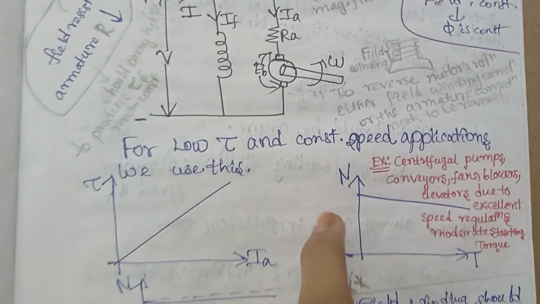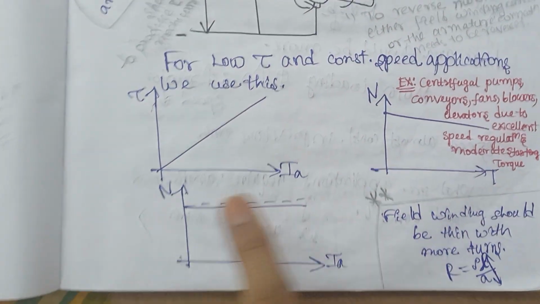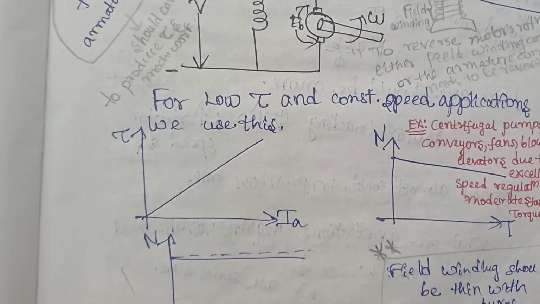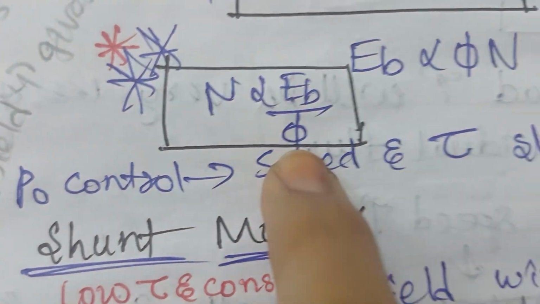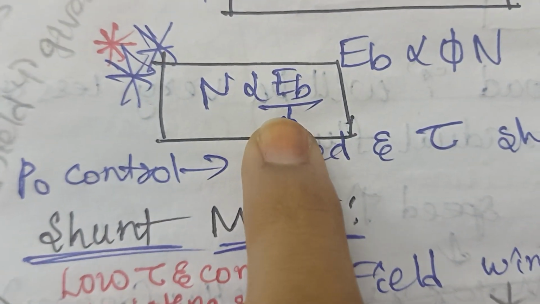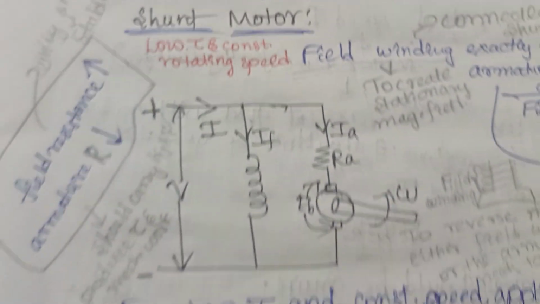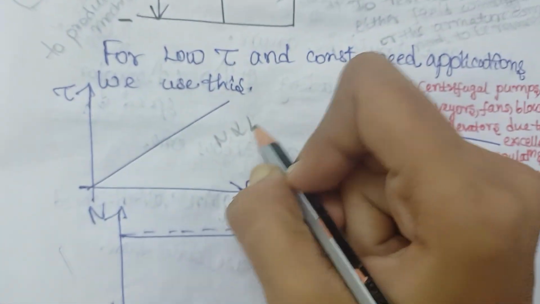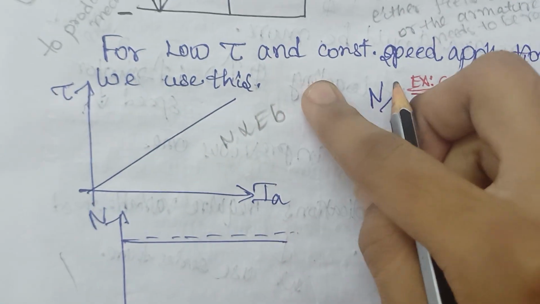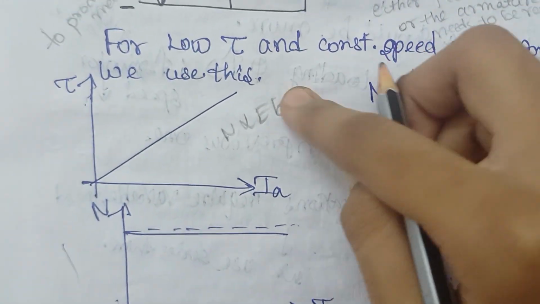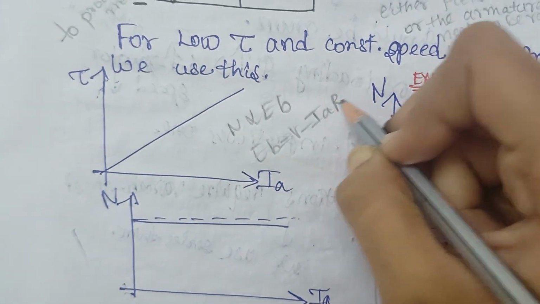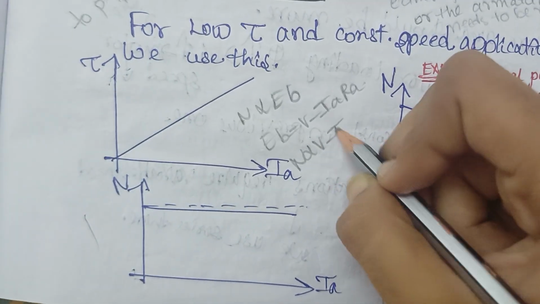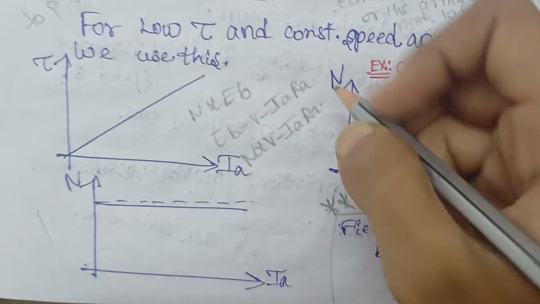And now how can we plot a graph between N and Ia? You may get a doubt now. See, from this equation we can see that N is directly proportional to Eb by flux. Since our flux is constant, we can simply write this equation as N is directly proportional to Eb. Why? Your flux is constant, right? So N is directly proportional to Eb. But we know that Eb is equal to V minus Ia Ra, right? So your N will be directly proportional to V minus Ia Ra now.